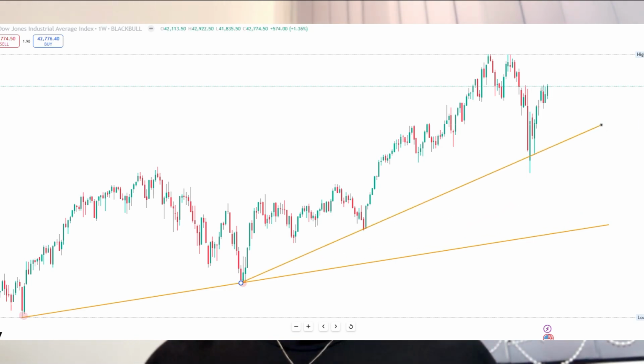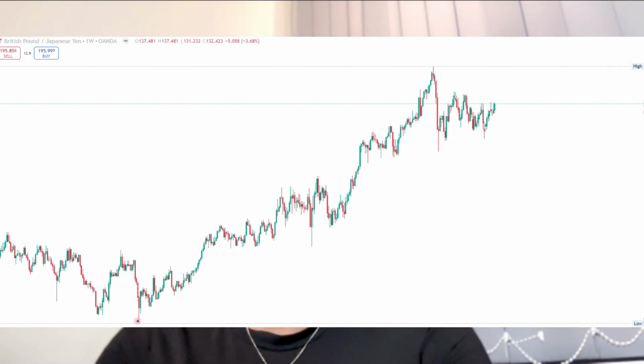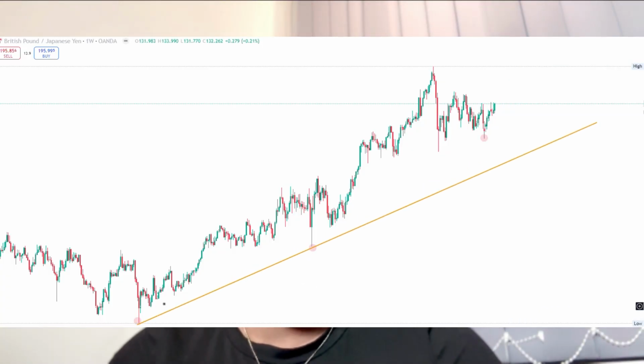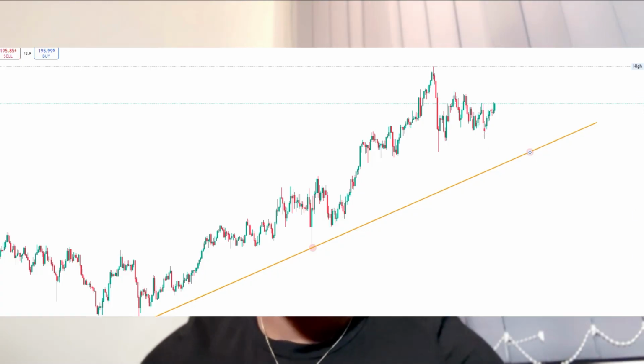Now, what you have to understand when it comes to trend lines is that the more touches, the stronger the trend line. All right, so the more touches that are respected, the stronger that trend line becomes, and you'll realize that price keeps coming back to that area, retesting the trend line and bouncing. So we're going to be going through all of this.